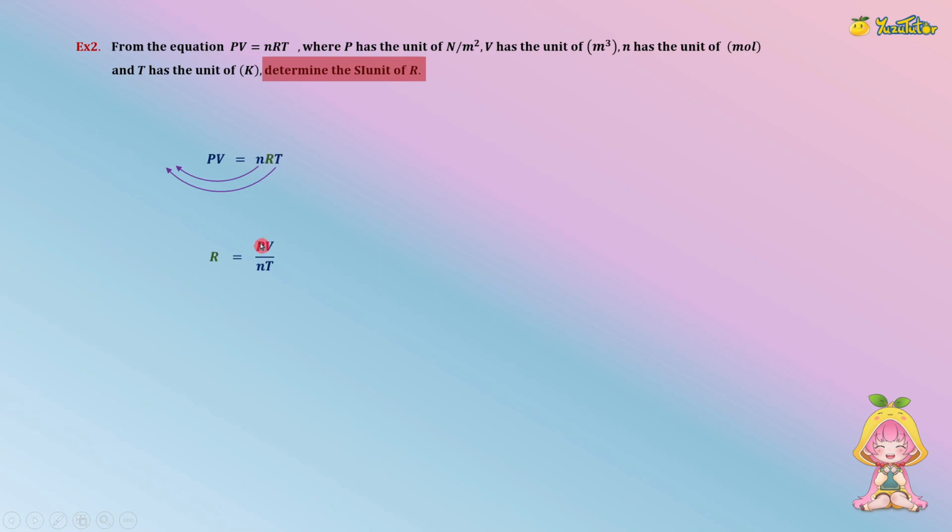The SI unit of P is Newton per square meter, times the SI unit of V, which is cubic meter, divided by the SI unit of N, which is mole, and the SI unit of T is Kelvin. Dividing cubic meters by square meters gives meter. So the result is Newton meter per mole Kelvin.